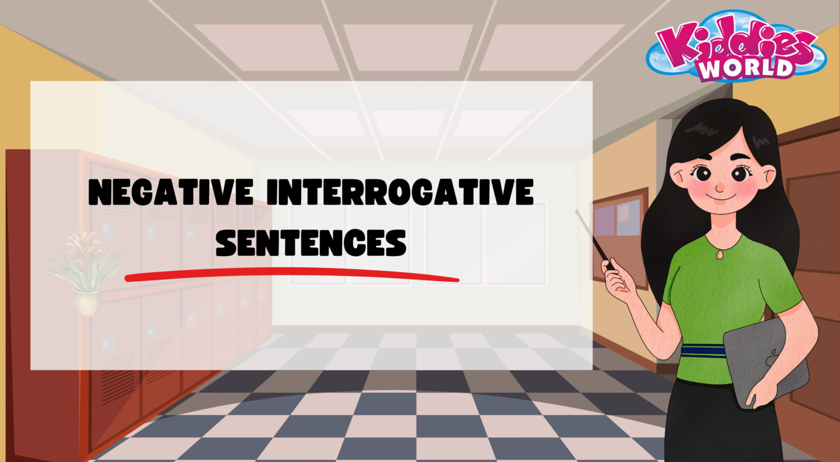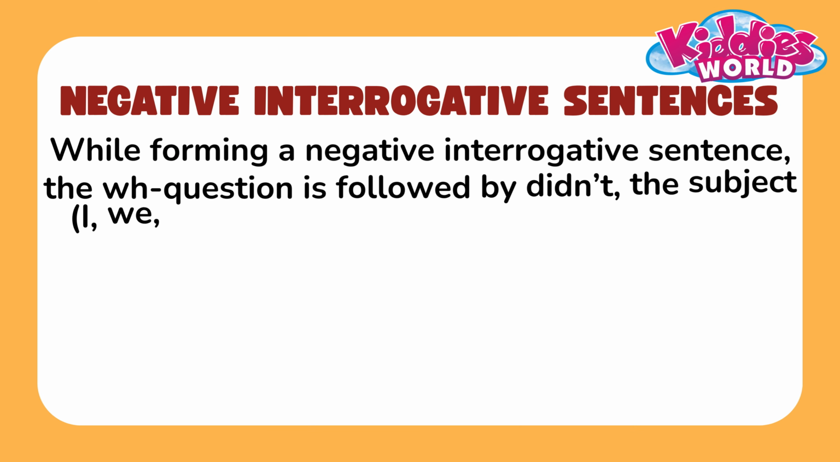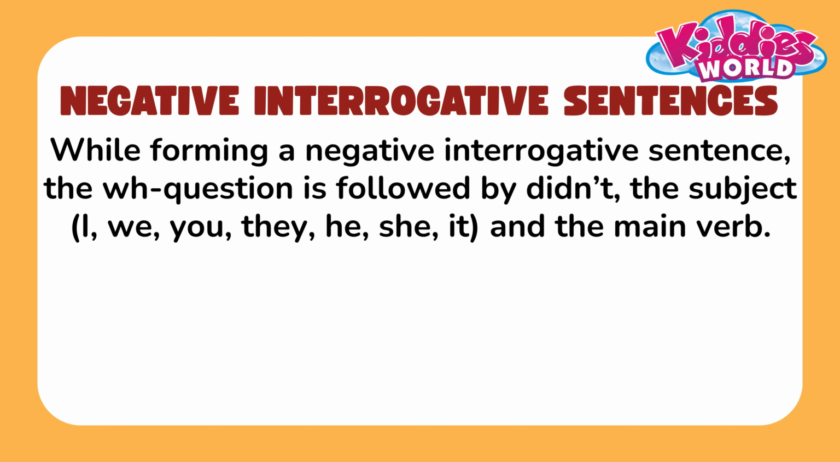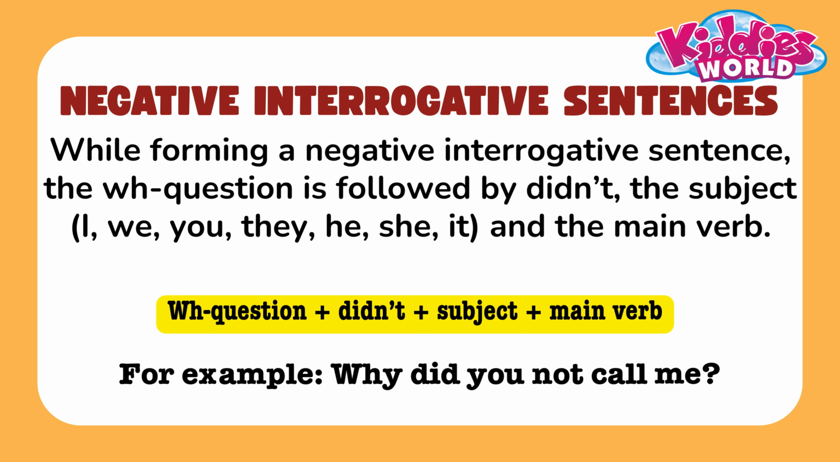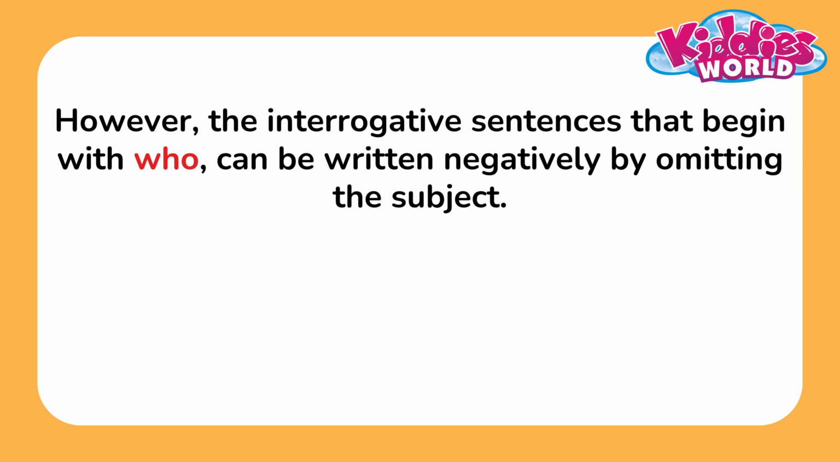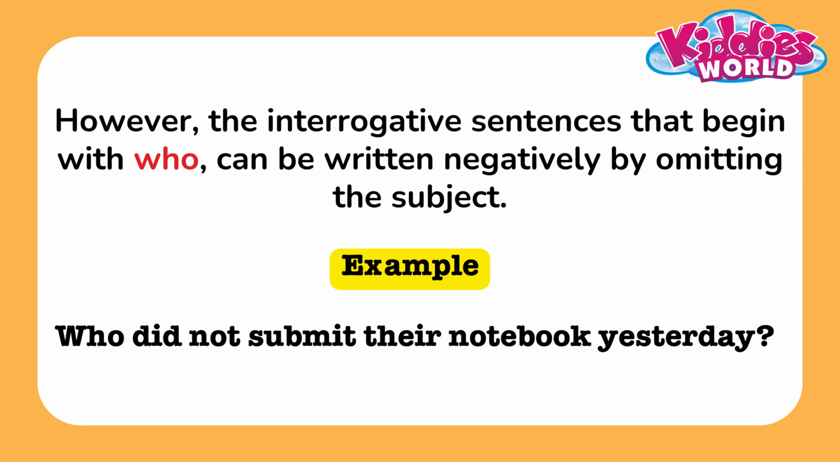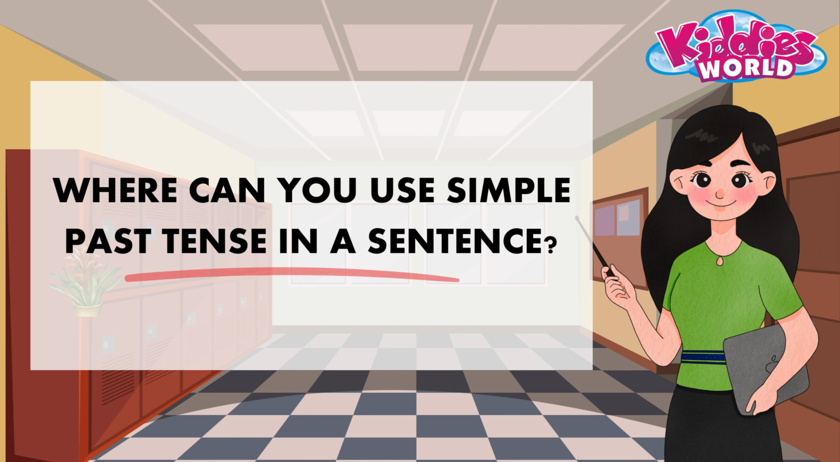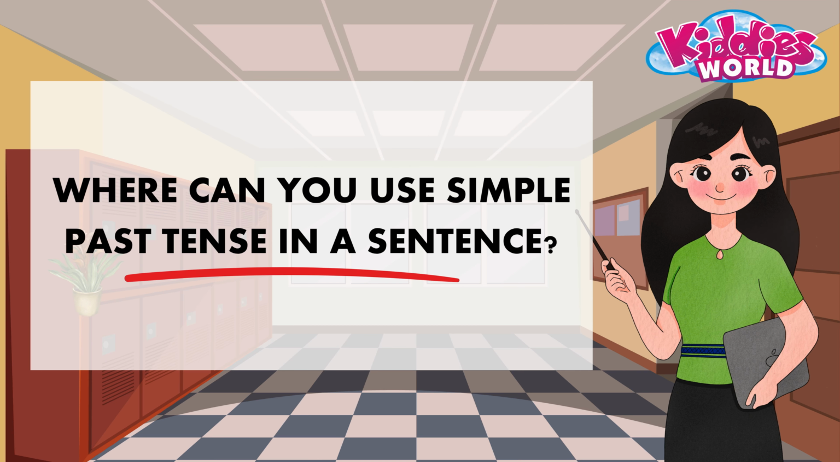Negative interrogative sentences. While forming a negative interrogative sentence, the WH question is followed by didn't, the subject I, we, you, they, he, she, it and the main verb. Check the form and example. However, the interrogative sentences that begin with who can be written negatively by omitting the subject. Check the example.